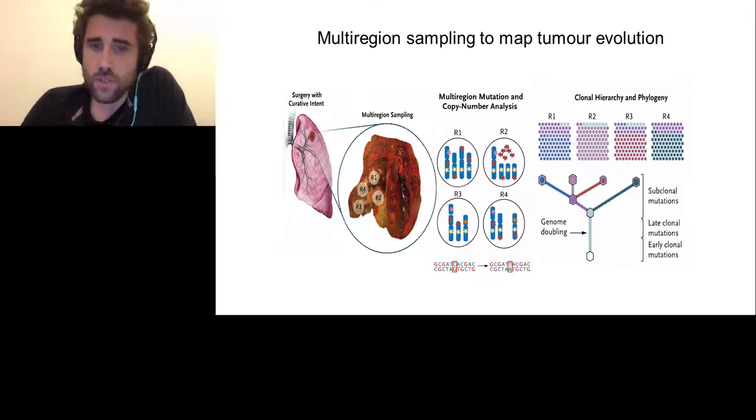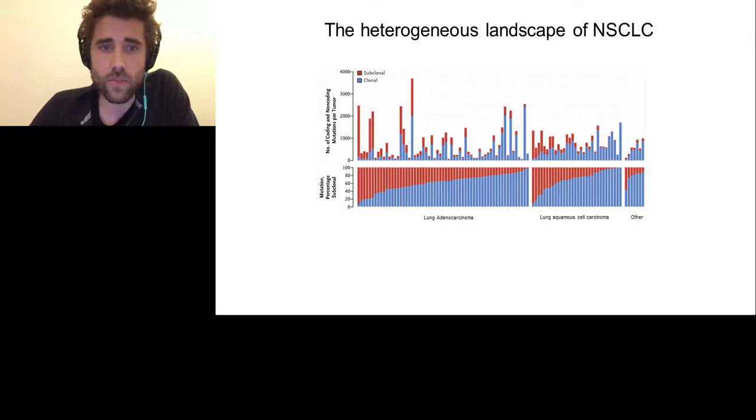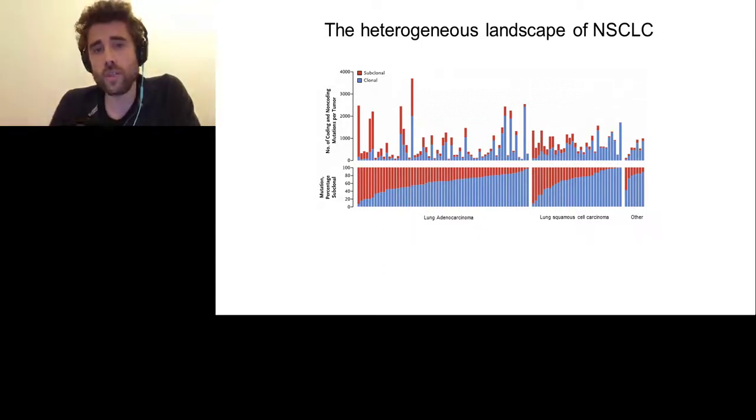So that's how we do it. So then the question is, how extensive is this heterogeneity? Well, what I'm showing you here is the first 100 patients that we've sequenced within the TracerX study. And here, every column is one of the patient's tumors. And if it's blue, that means it's a clonal mutation. So by clonal, I mean that we think that this mutation is present.